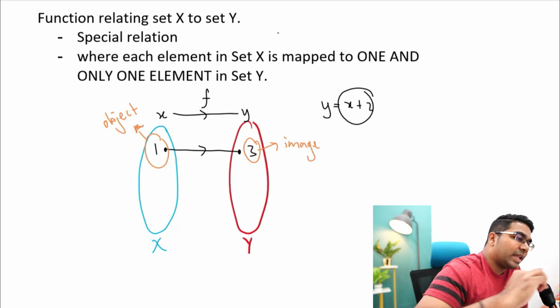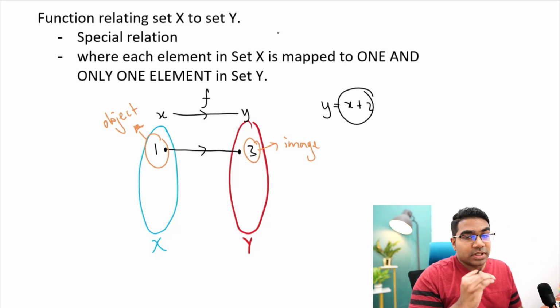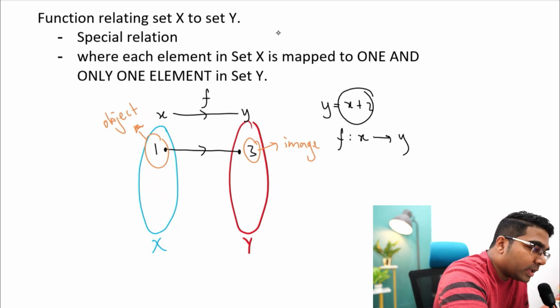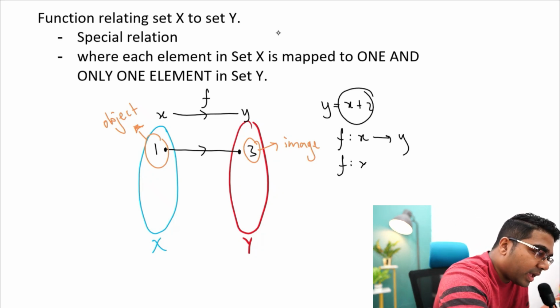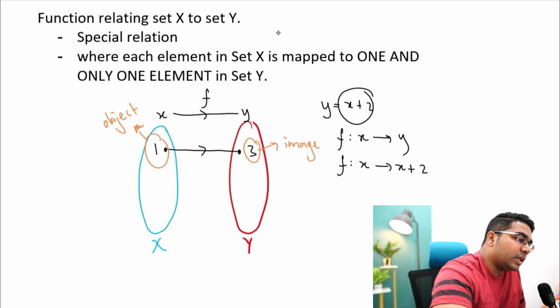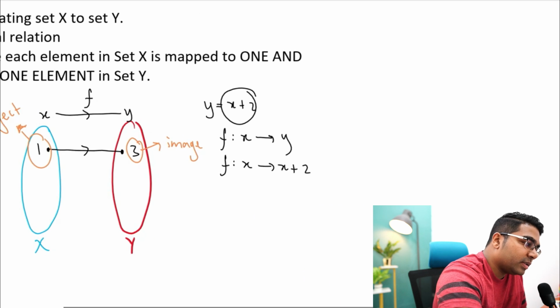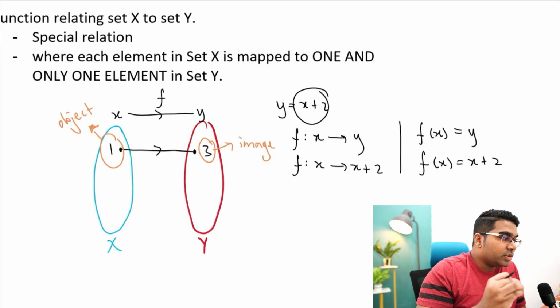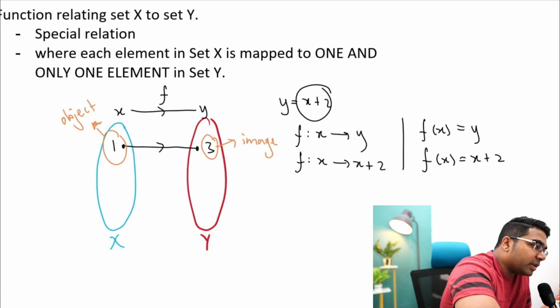So let's use set notation for this. We can write down this function as the function f maps x to y. We could also write it down as the function f maps x to x plus 2. And another way that we use this is in equation form. So we could say that f of x is equal to y, or f of x is equal to x plus 2.